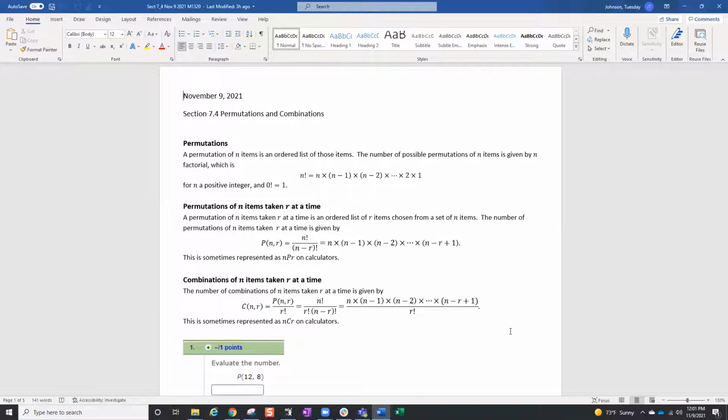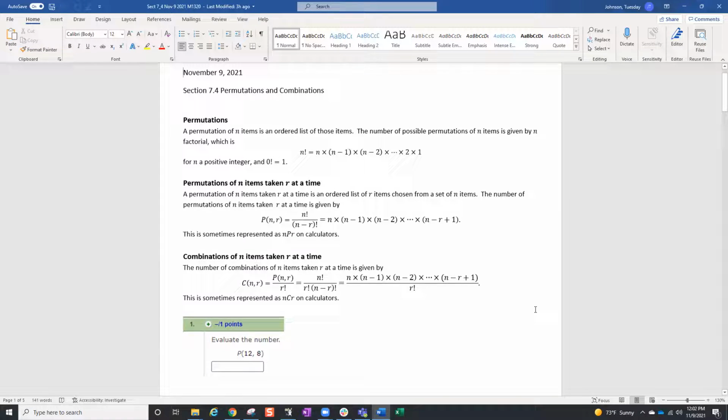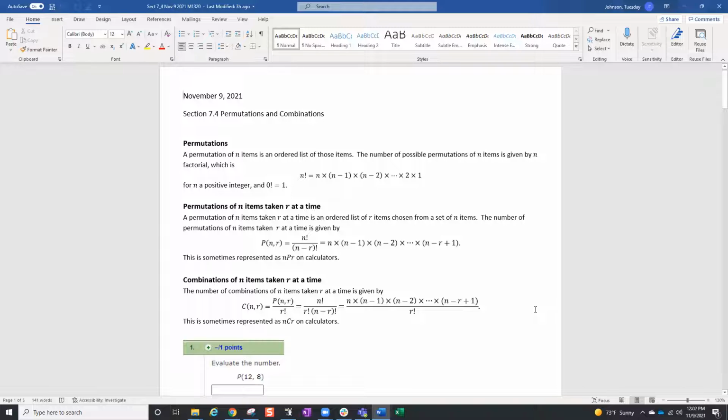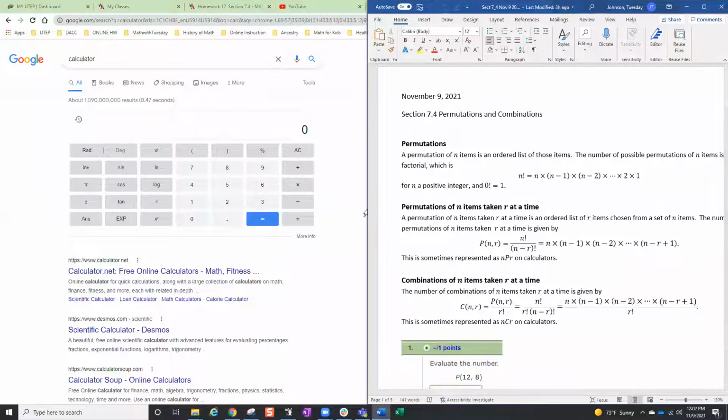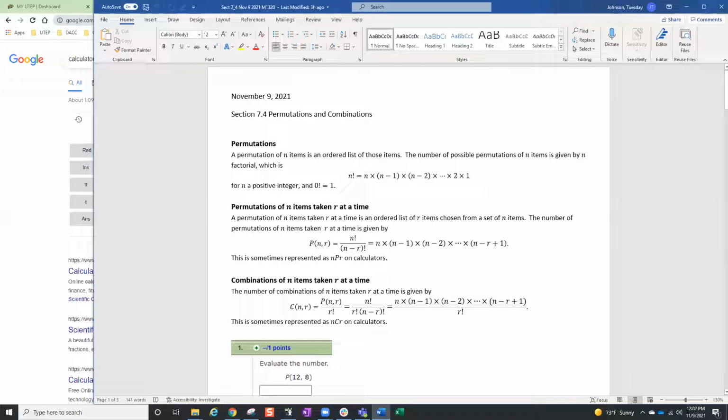I think that's it. Let's talk about section 7.4. 7.4 is permutations and combinations. And we are going to be using some calculators here. If you don't have a calculator, I'm going to give you a second to find one because I'm going to change our window slightly. We have a calculator right here, and I will be using it. But I want to use the other calculator as well at the same time.